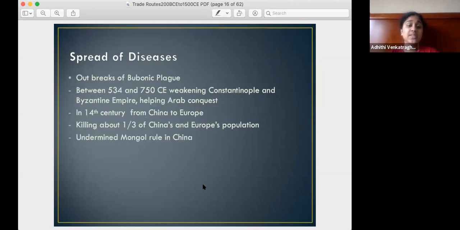The spread of diseases continued with the outbreaks of the bubonic plague. Between 534 and 750 CE, it weakened Constantinople and the Byzantine Empire, and it helped the Arab conquest of these areas. In the 14th century, it also spread from China to Europe, and it killed about a third of China and Europe's population. It also undermined Mongol rule in China and allowed China to take back control.